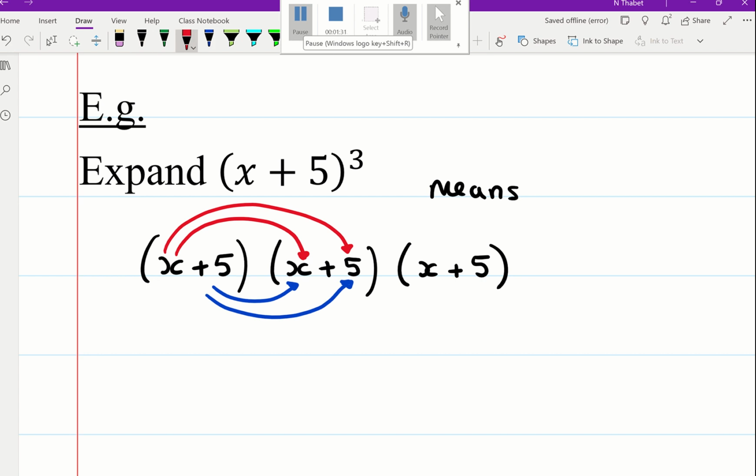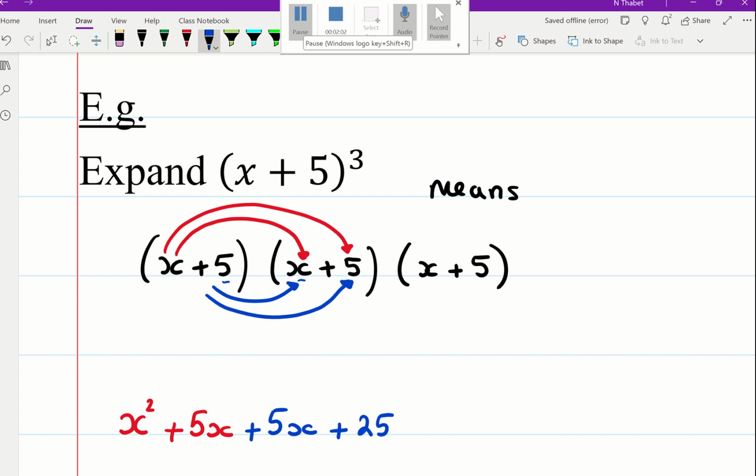So x times x is x squared. Remember, x by itself is x to the power of 1, so x times x is x squared. And then x times 5 is a positive 5x. So you must put these signs. And remember, x times 5 is 5x, not just 5. And then this 5 by x is also a plus 5x. And then 5 times 5 is a positive 25.